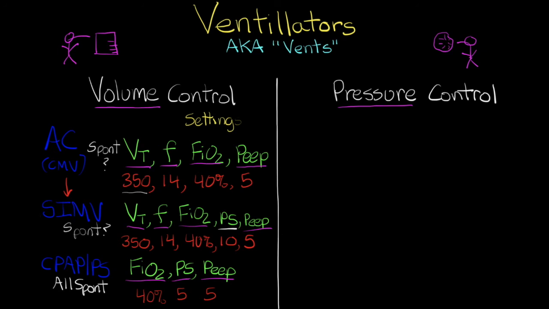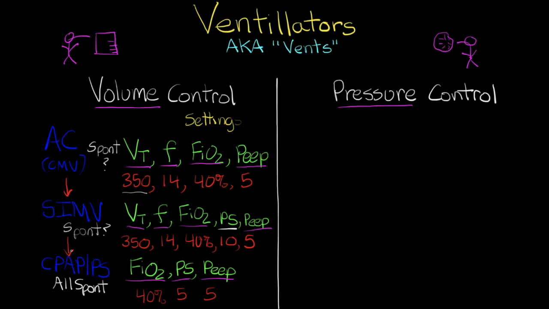And so, again, if we look at these 3 settings here, I keep talking about this hierarchy of support, where we move from very supported in AC down to a little less supported in SIMV. If we move down now to CPAP, it's a lot less supported. We're no longer giving them the set volume and the set number of breaths. And oftentimes, CPAP is our last stop that we make prior to extubating patients.